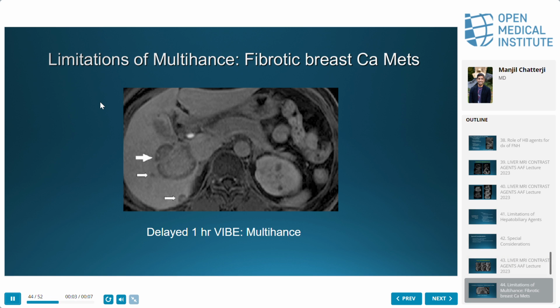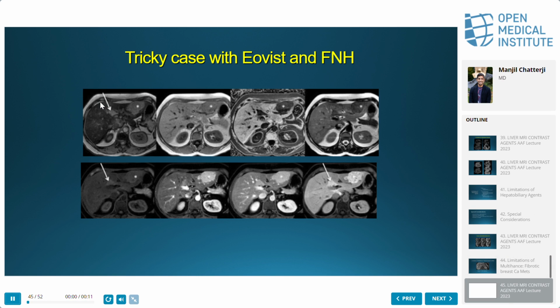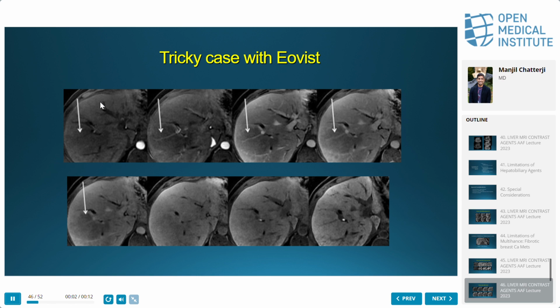Here's one with retention, and this was actually a fibrotic MET, and we found other ones as well. This was from breast cancer. This is a very tricky case of an FNH right against the portal vein, and another one on the side that I think we would have really had a hard time with if we didn't have the EOVIST showing retention at the end.